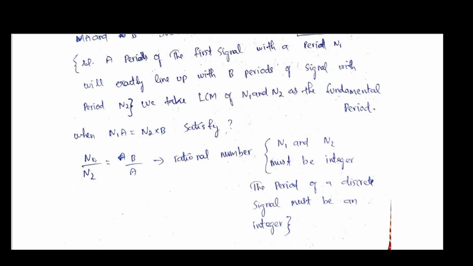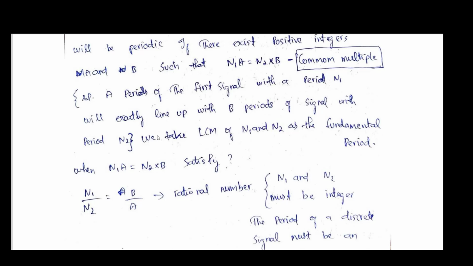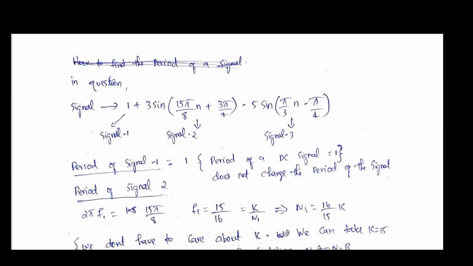Why is this rational? Because n1 and n2 are integers. What is n1? N1 is the fundamental period of a discrete signal, right? N1 and n2 are periods of discrete signals, and the period of a discrete signal must be an integer. So we will have an integer divided by an integer, which is a rational number. When it is a rational number, then we can say that this is also a periodic signal. In that way, we can check whether the composite signal is periodic or not. So with this concept in mind, we will go to the solution.